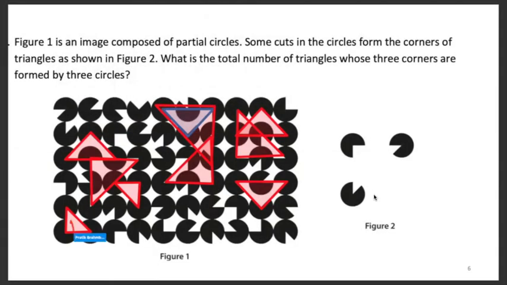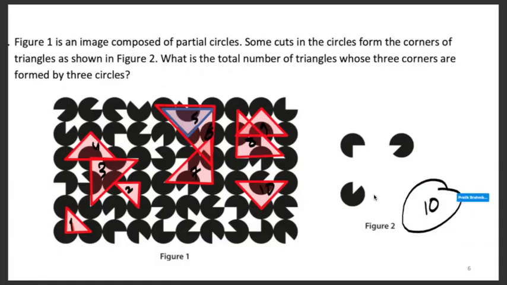We are getting a total number of 1, 2, 3, 4, 5, 6, 7, 8, 9, and 10. A total of 10 triangles can be formed from this diagram. We'll move to the next one.